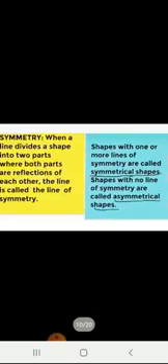Now children, we have learnt about symmetry, lines of symmetry, symmetrical shapes and asymmetrical shapes. Let us recall once again what is a symmetry. When a line divides a shape into two parts where both parts are reflections of each other, that line is called a line of symmetry. Shapes with one or more lines of symmetry are called symmetrical shapes. Shapes with no lines of symmetry are called asymmetrical shapes. Is it clear, children? Now we are going with a different concept.